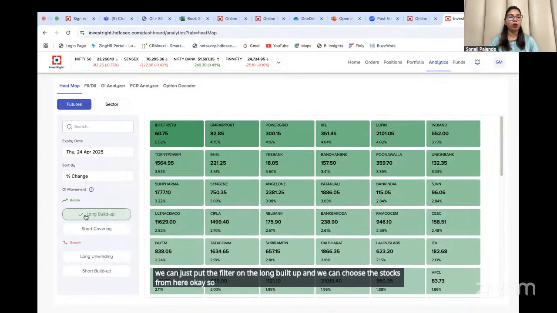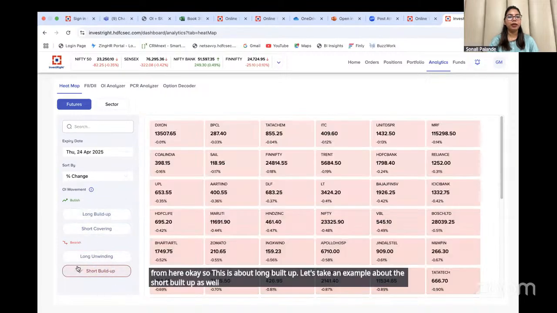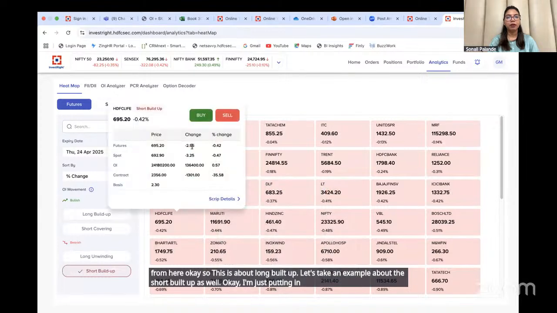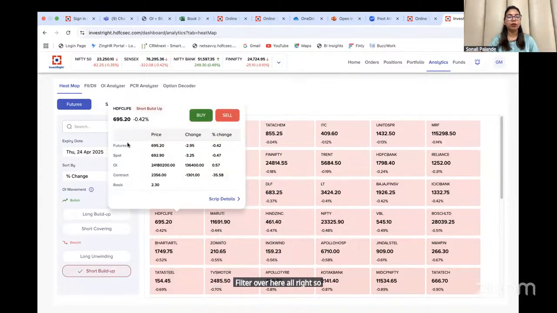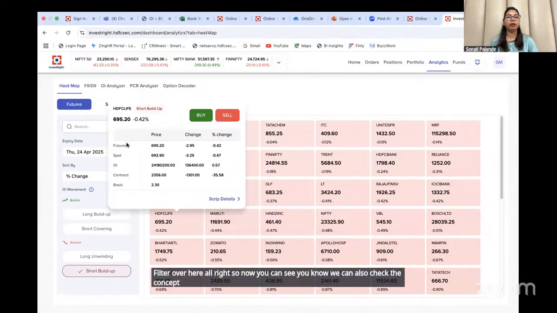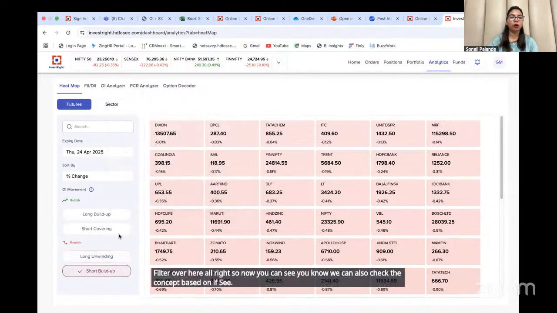Okay, so this is about long build up. Let's take an example about the short build up as well. Okay, I'm just putting a filter over here. All right, so now you can see we have put the filter on short build up.